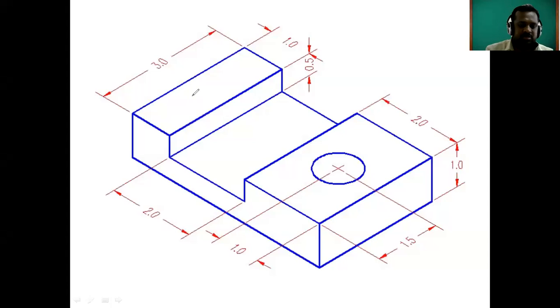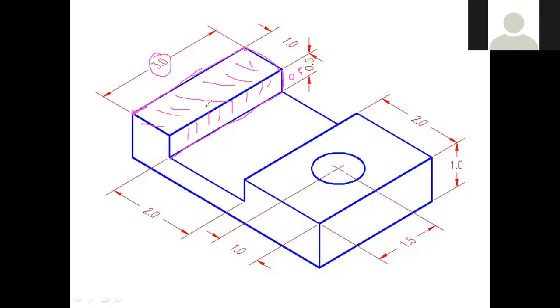This portion, see here, this portion. From this point, we can easily draw this line of length 3 mm. Then from this point, we can easily draw this line of 1 mm. And then we can easily draw this vertical line of 0.5 mm, and then we can easily draw this. It is clear? Yes, this whole portion we can easily draw.